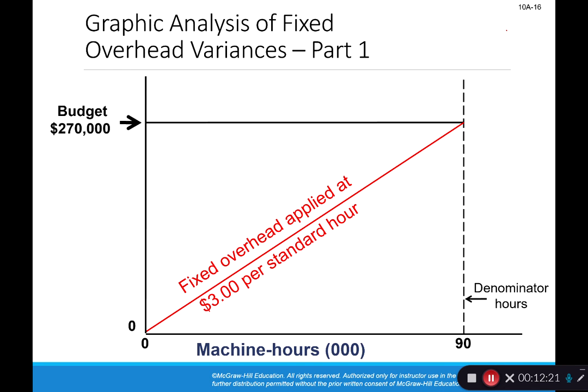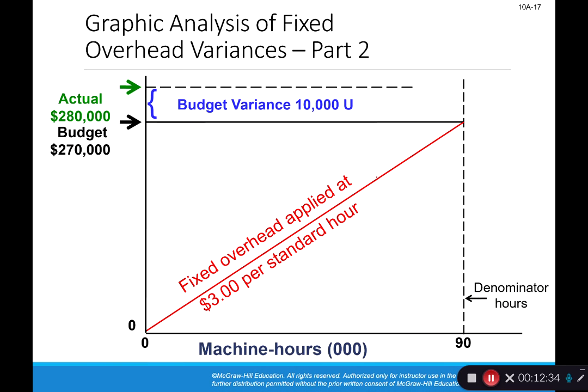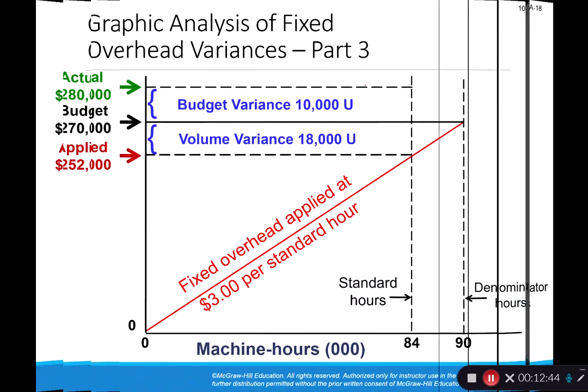Let's take a look at a graph of fixed overhead. So we have our budgeted fixed overhead. Notice it's a flat line. It doesn't change based on activity. And then we have our fixed overhead applied at a basis of $3 per standard hour. Our actual overhead's 280, so that's where our budget variance is. We spent more than the budget by 10,000, so that's why we have a 10,000 unfavorable budget variance.